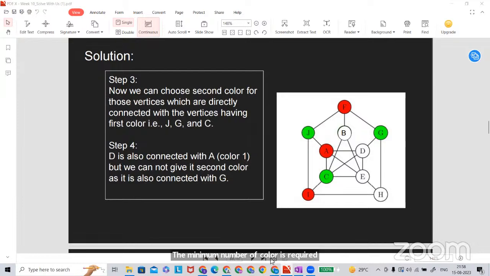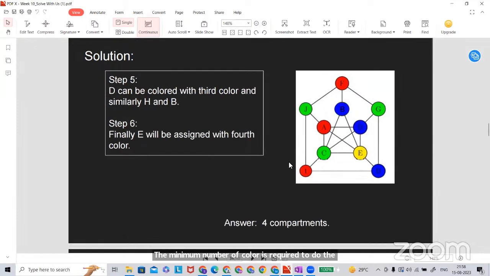Once we do this, the next one is this, and finally only 4 colors are required to color the whole graph. In the context, only 4 compartments are needed to store the chemicals without causing an explosion. So for this one, you can see the coloring here.